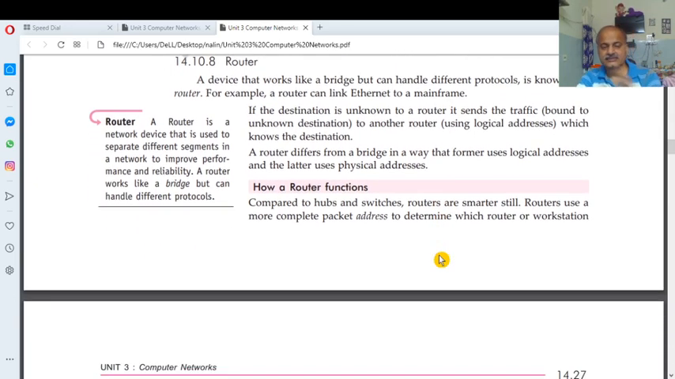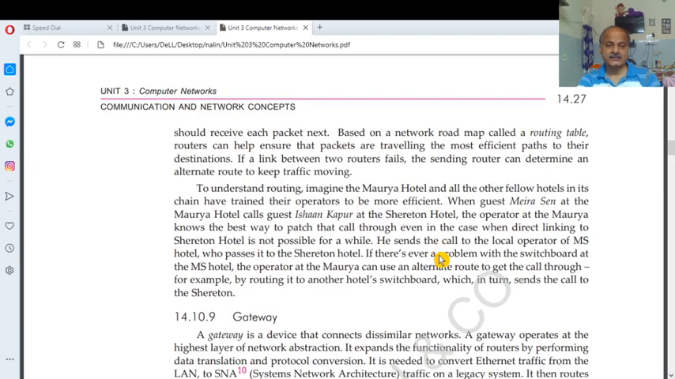After that, you are seeing how a router functions. This is not in your syllabus, so you can ignore it.